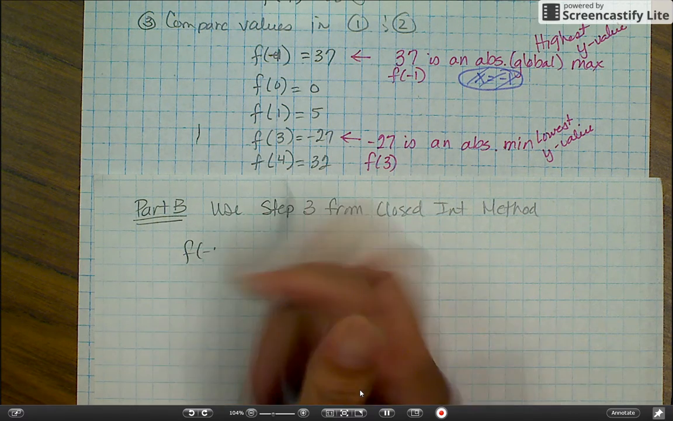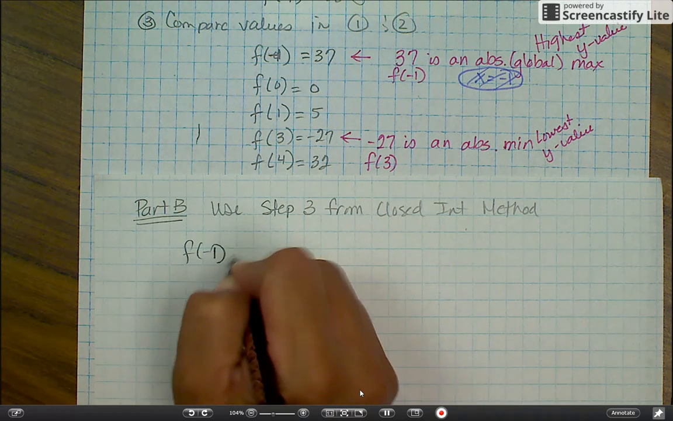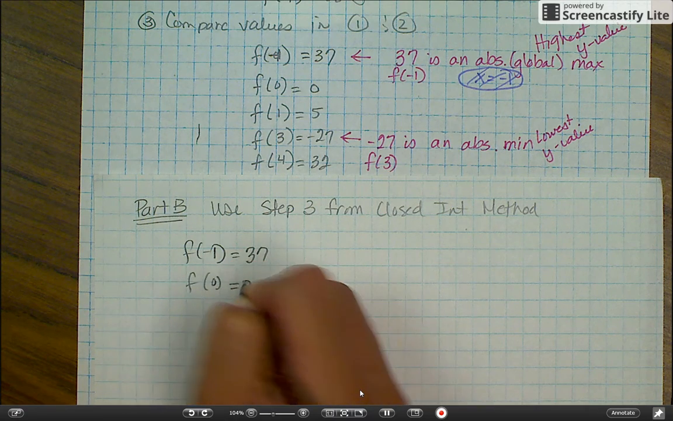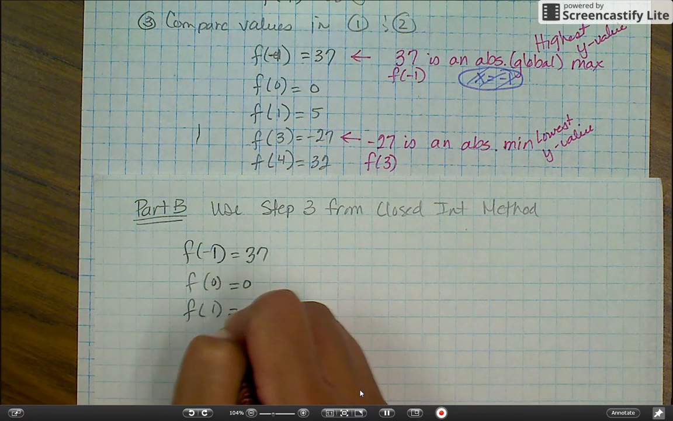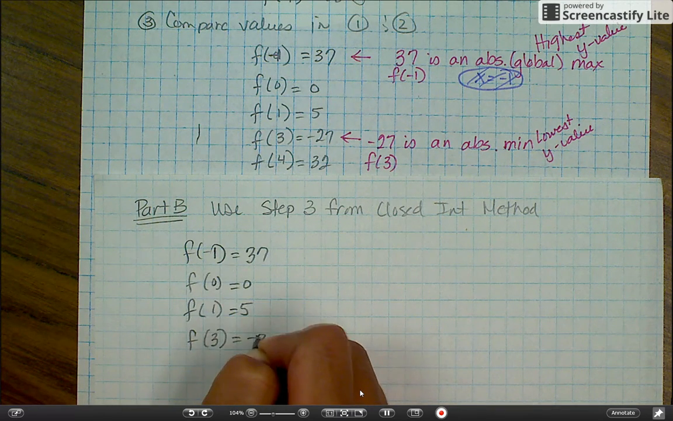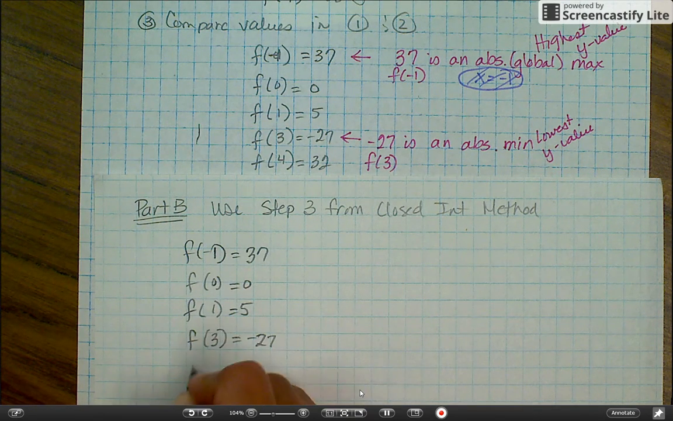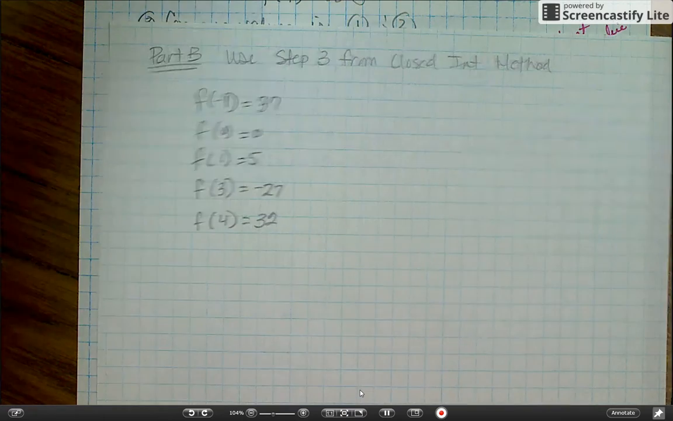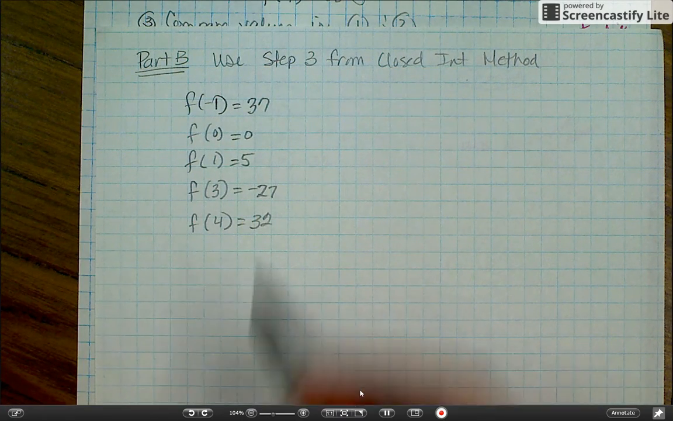F of negative 1 is equal to 37. F of 0 is equal to 0. F of 1 is equal to 5. F of 3 is equal to negative 27. And F of 4 is equal to 32. Okay? So now I'm going to look at these y values.